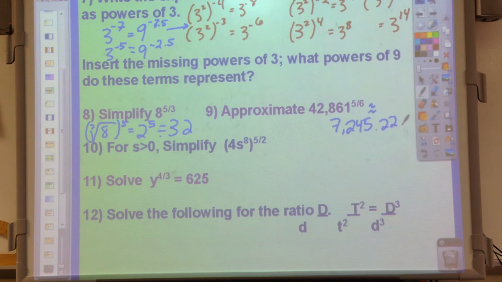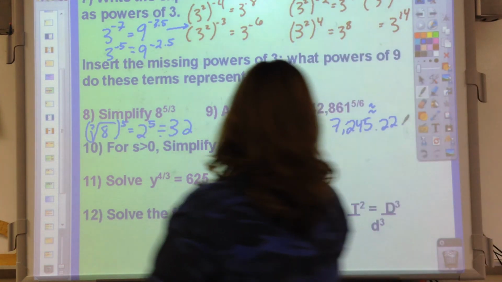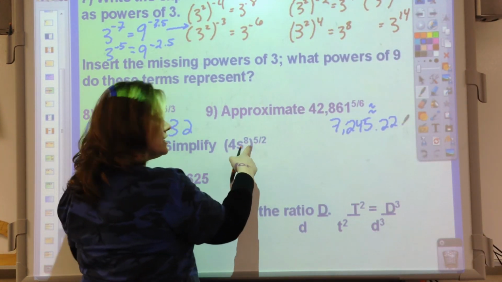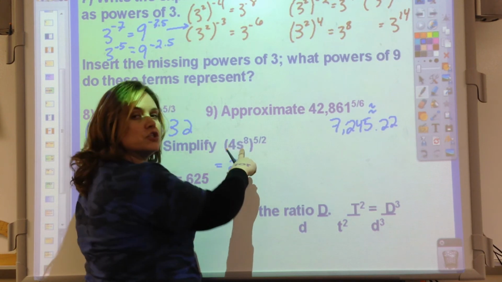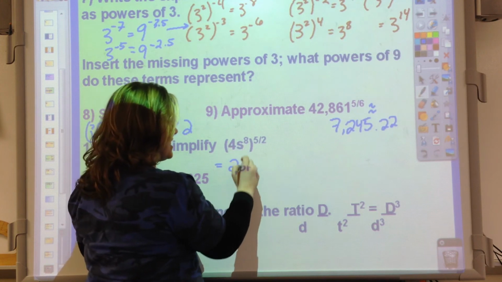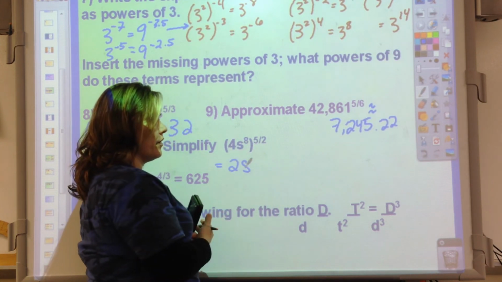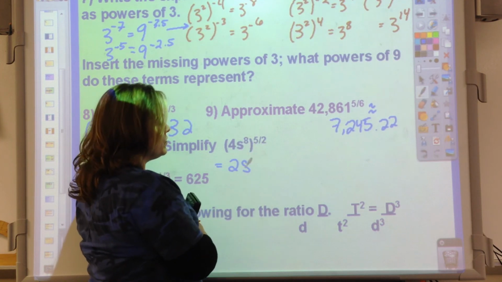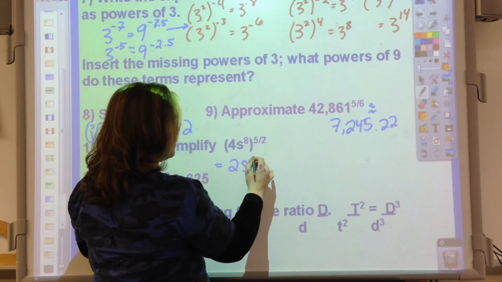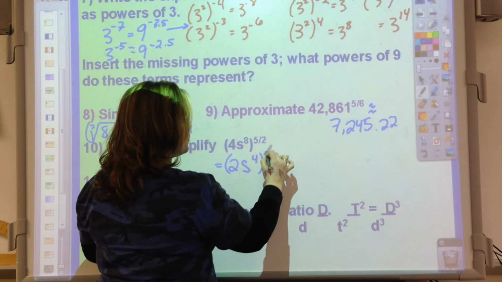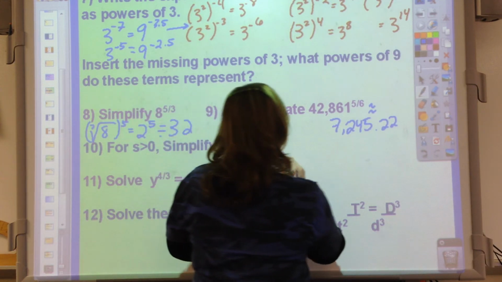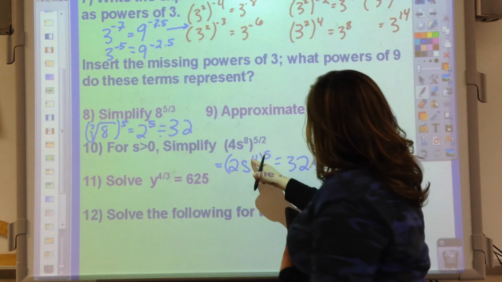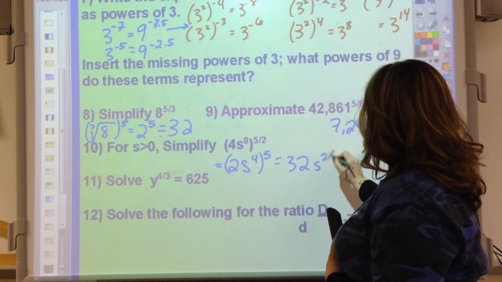All right, for simplifying this one right here, first let's take the root. If I take the square root of 4, I get 2. And to take the square root of s to the 8, I'm simply going to divide my power. And so when I divide 8 by 2, I get 4. Now I only took the root, so now I need to raise it to the power of 5. And 2 to the 5th equals, again, 32. And when I multiply these together, I get 32 s to the power of 20.